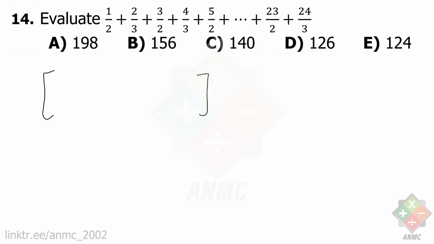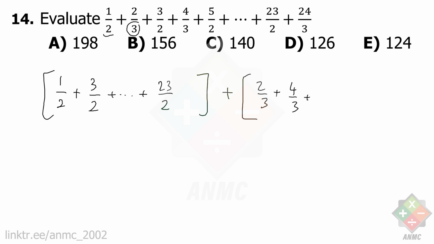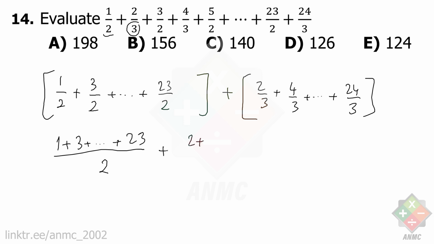There are two groups in this question. One of them has denominator 2, the other has denominator 3. 1 over 2 plus 3 over 2 plus up to 23 over 2. The other is 2 over 3 plus 4 over 3 plus up to 24 over 3. Let's organize them. 1 plus 3 plus up to 23 over 2, plus 2 plus 4 plus up to 24 over 3.